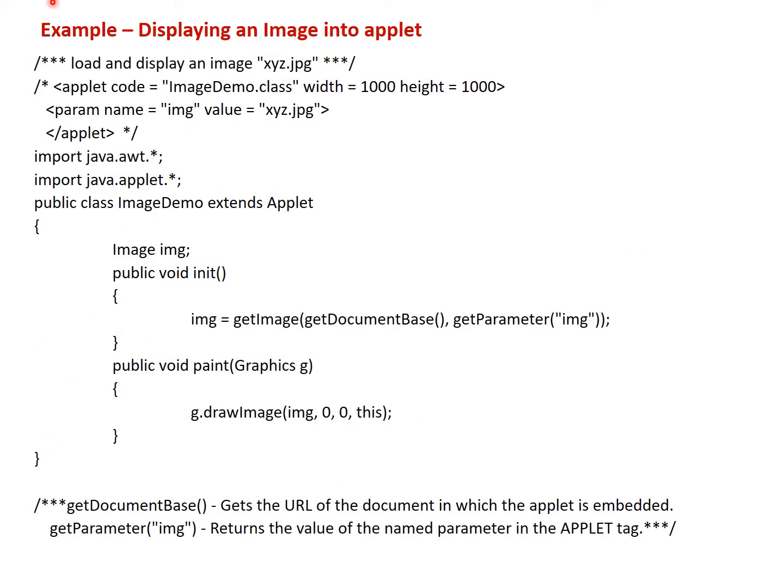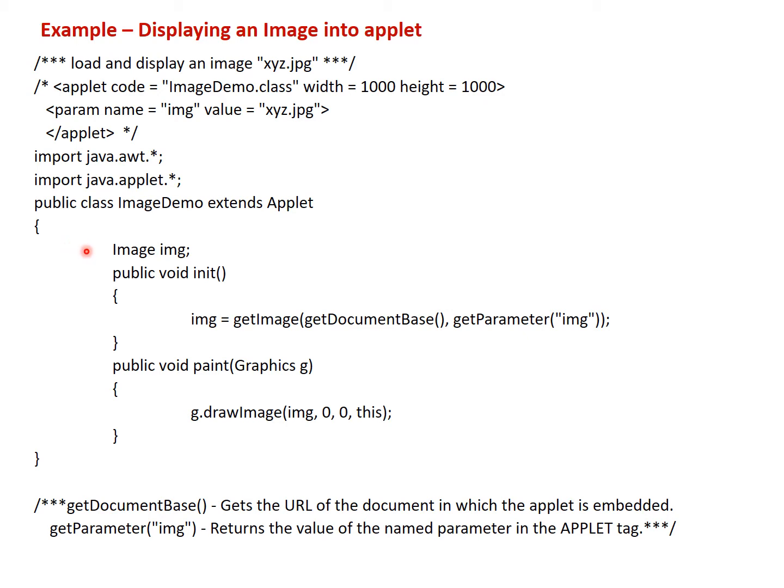Example, displaying an image into applet. This is a program which loads and displays an image xyz.jpg. In the program, first we define the applet tag and then we import two packages, that is java.awt and java.applet. After this, we define the class public class ImageDemo extends Applet. In the class, first we declare one reference variable img of type Image.